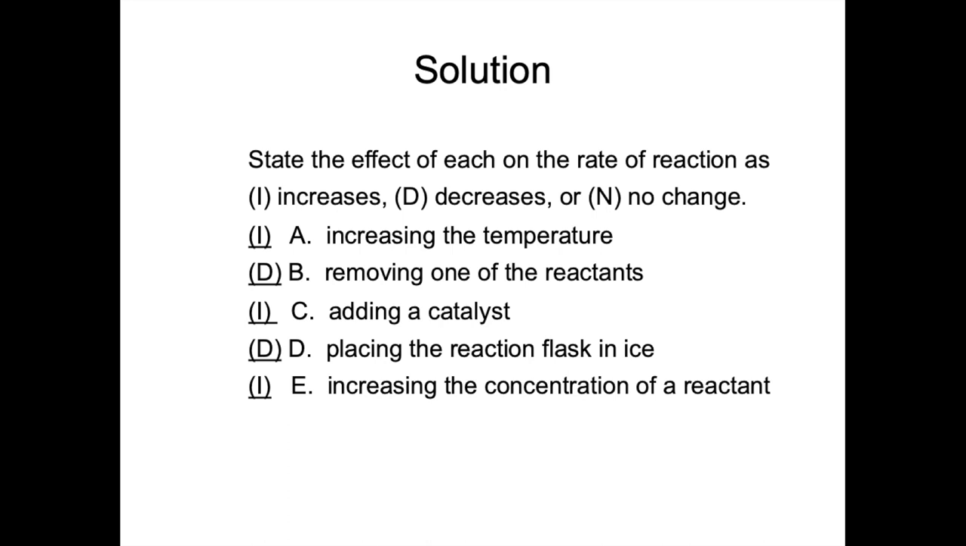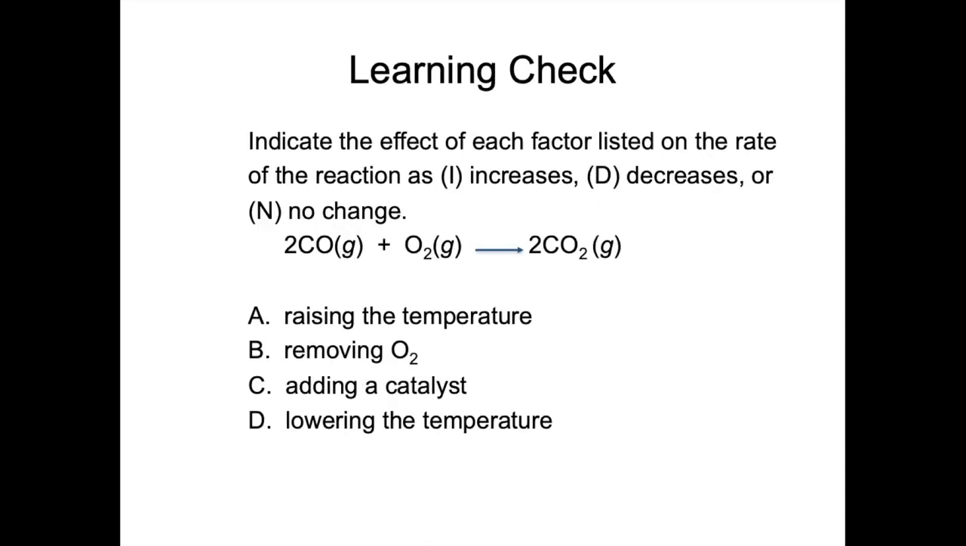Placing the reaction flask on ice is just another way of saying that they're decreasing the temperature. Okay, so it's the opposite of A. And then, of course, increasing the concentration of a reactant is kind of the opposite of B. That's why that increases the rate.